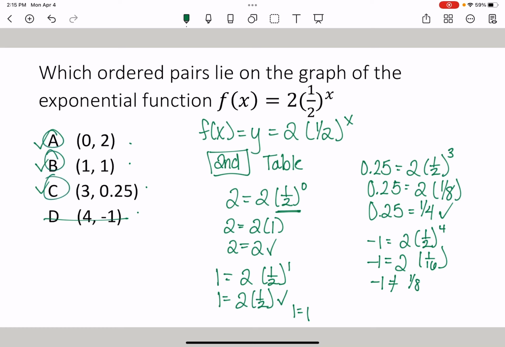So you can do this one of two ways. You can either do this by graphing it on your calculator and checking the table, or you can plug in each point individually and verify that the x and y values make the function true.